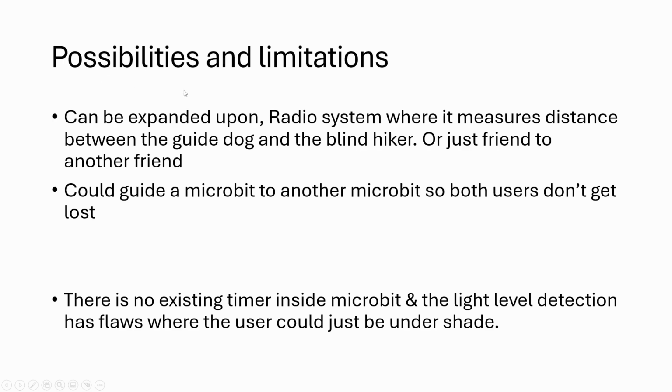And then some of the possibilities are that you could expand more on the functionalities of the microbit. For example, using a radio system where it could measure distance between the guide dog and the blind hiker, or in a general case, it could just be a friend to another friend. Another thing that could be added is that they could guide one microbit to another. This may be a limitation as well because I'm not sure if microbits have that functionality.